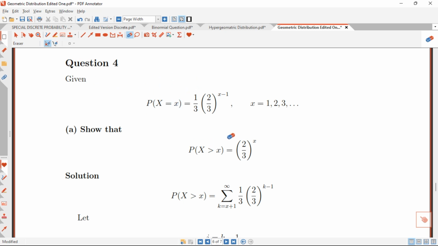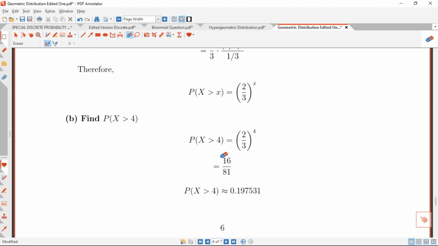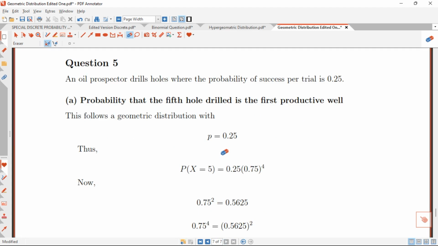So I'm going to leave this question 4 to you as an assignment. Please kindly solve this question and then share your answer in the comment section. We are just going to prove that the whole of this is equal to this, if X is greater than x. I'll check once you solve it and send your results, and then give you a thumbs up.